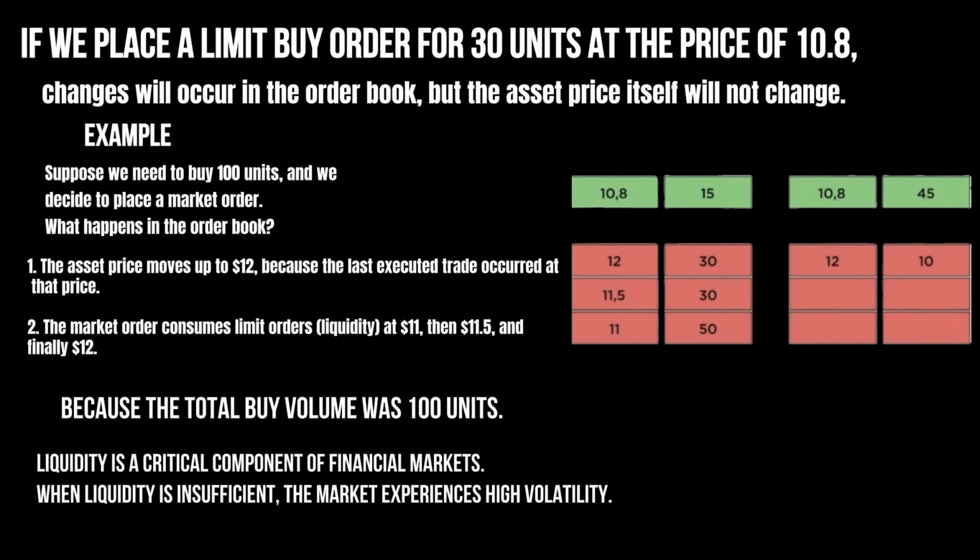This clearly demonstrates the definition of a market order. It guarantees execution, but it does not guarantee the execution price. The full volume is executed across a price range from $11 to $12, consuming all available sell-side liquidity within that range. Liquidity is one of the most important components of financial markets. When liquidity is low, price movements become more aggressive, and market volatility increases significantly.